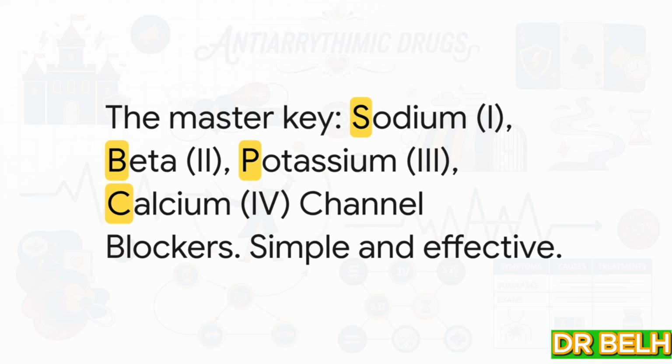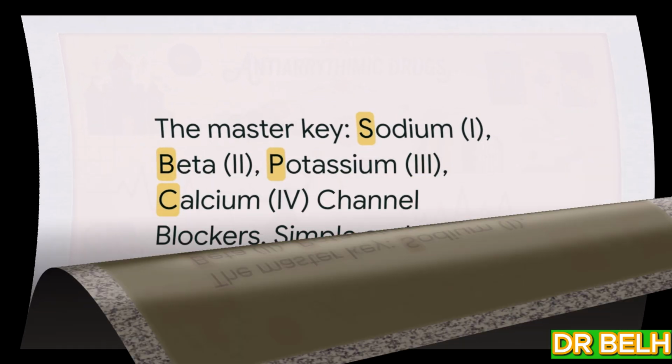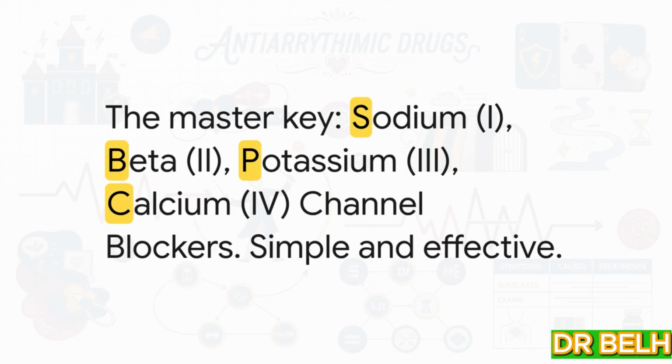S is for sodium channel blockers. That's your class 1. B is for beta blockers. Class 2. P, that's for potassium channel blockers. Class 3. And C is for calcium channel blockers. Class 4. Somebody plays chess. So simple, so effective. This is the foundation for everything that follows.